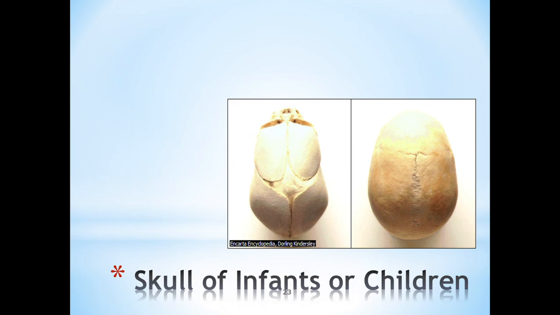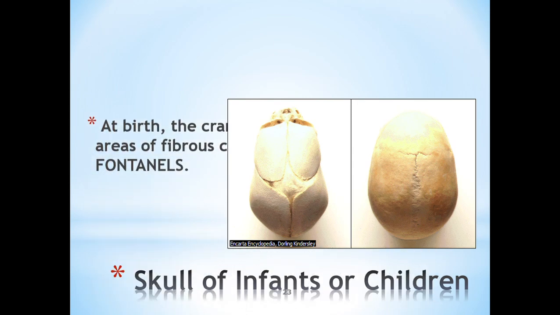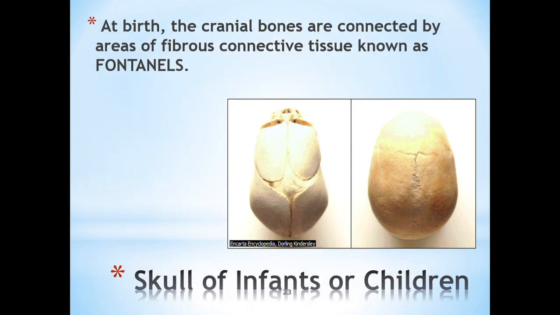As you can see, the structure of the skull of infants or children is so different from the structure of the skull of adults. At birth, the cranial bones are connected by areas of fibrous connective tissue known as the fontanelles. The fontanelles permit the skull to distort without damage during delivery, helping to ease the child through the birth canal. They are very soft, those fontanelles.